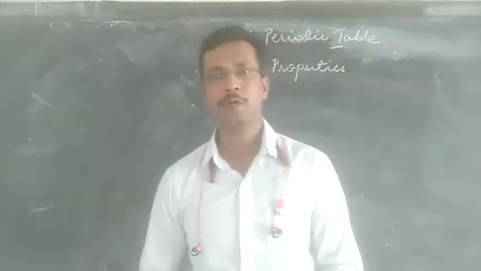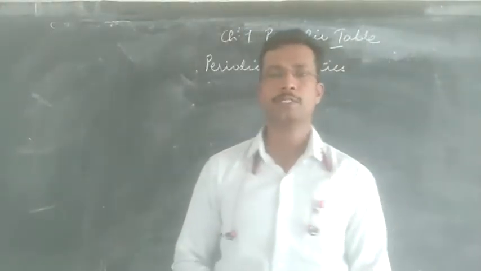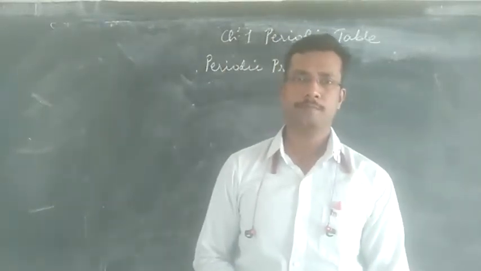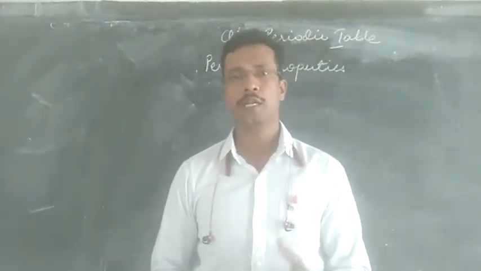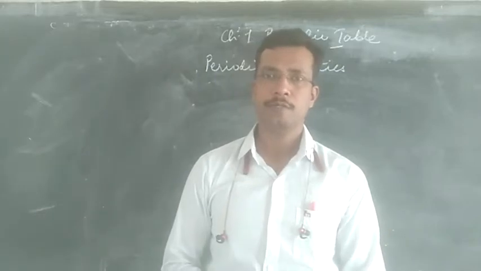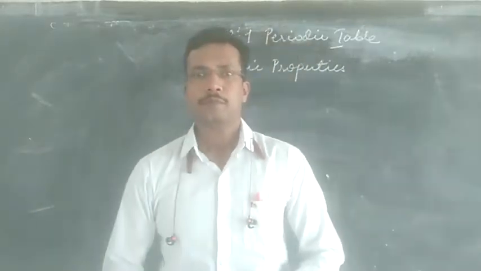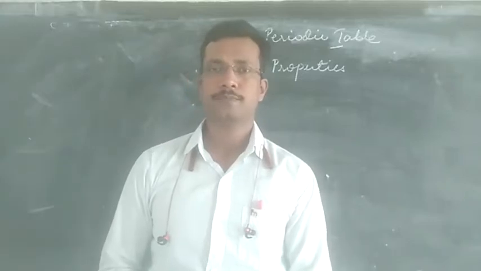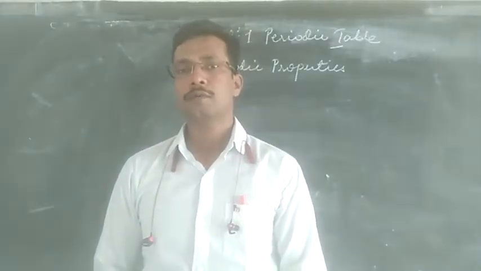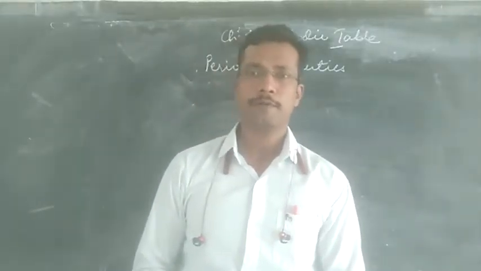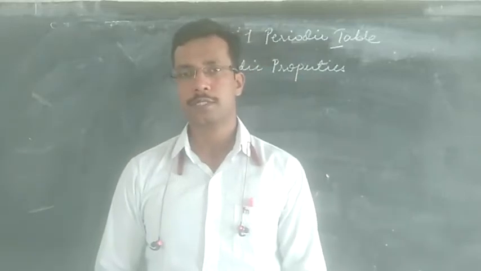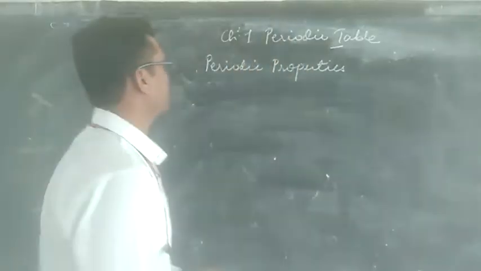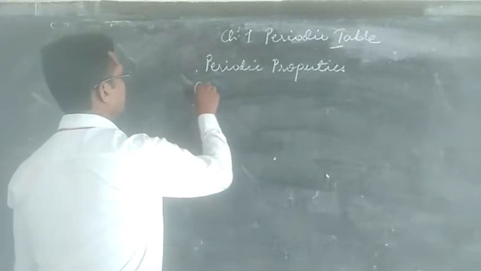The various periodic properties that we'll be discussing in this chapter will be atomic size, ionization potential, electron affinity, then metallic character, non-metallic character. So these are the periodic properties that we are going to discuss today in the class. We will start with the first periodic property, that will be atomic size.